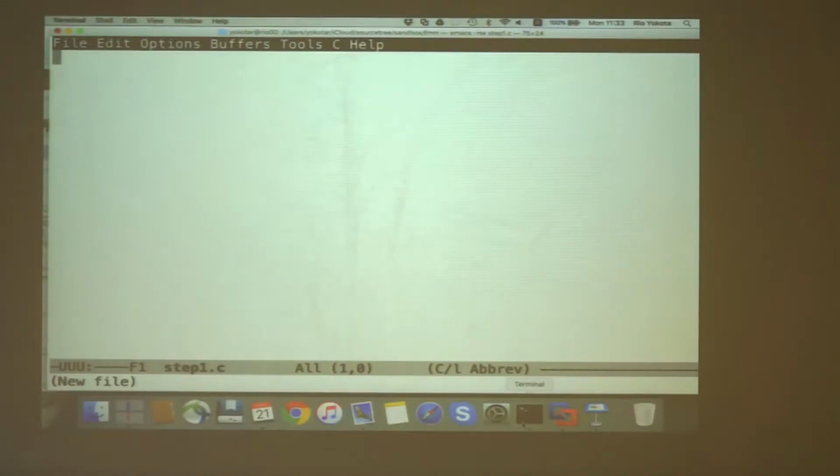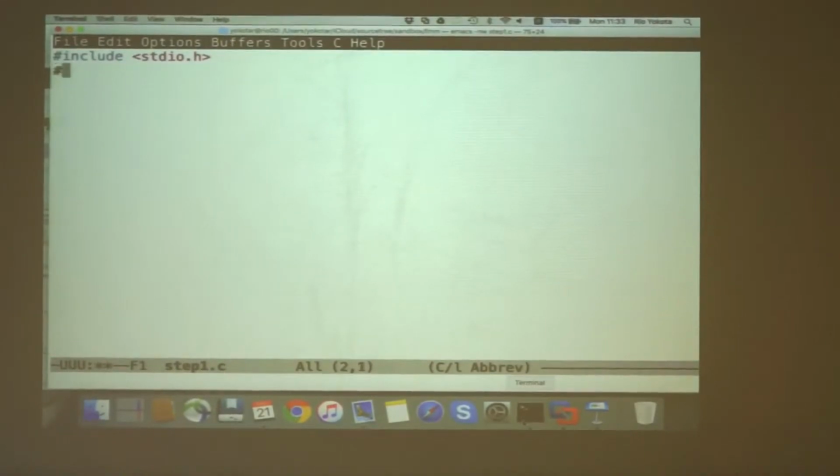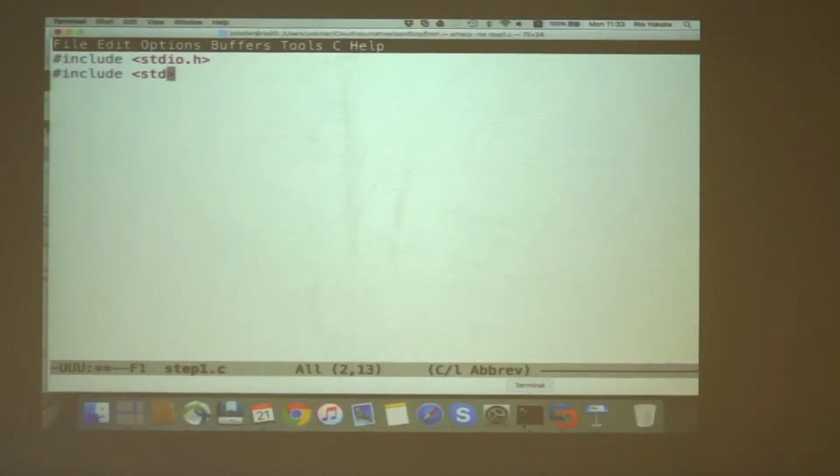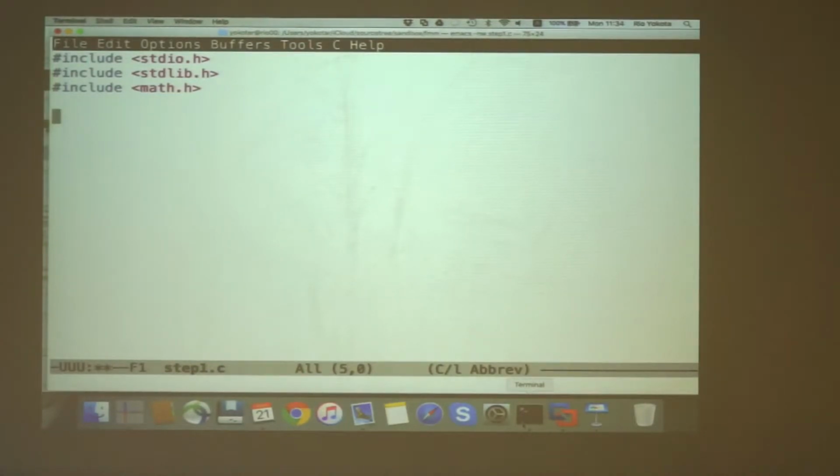Okay, so I'm just going to add basic header files, because I'll be doing stdlib, and maybe I'll add math.h. Okay, these are just including header files.